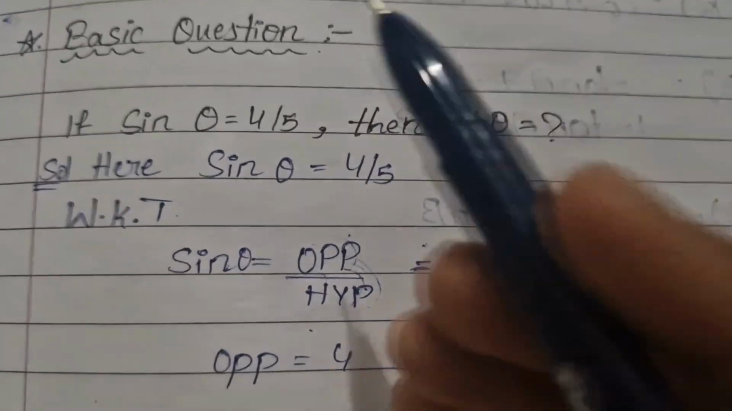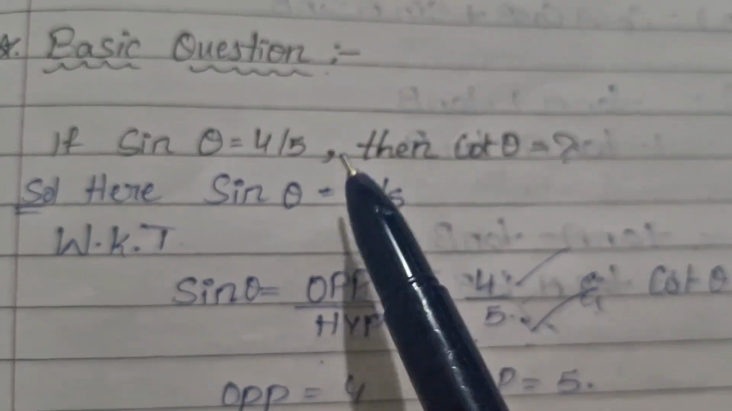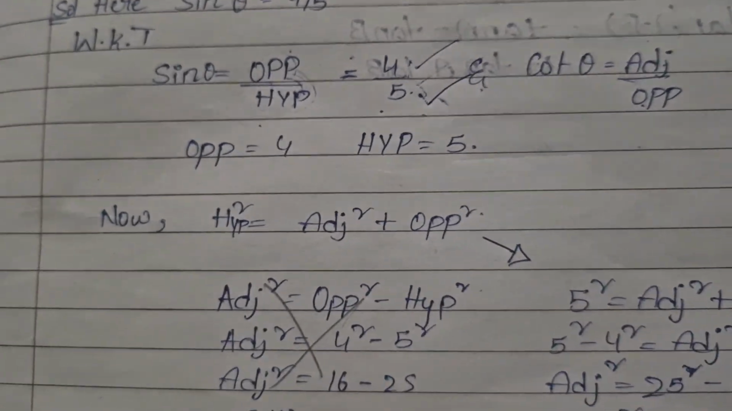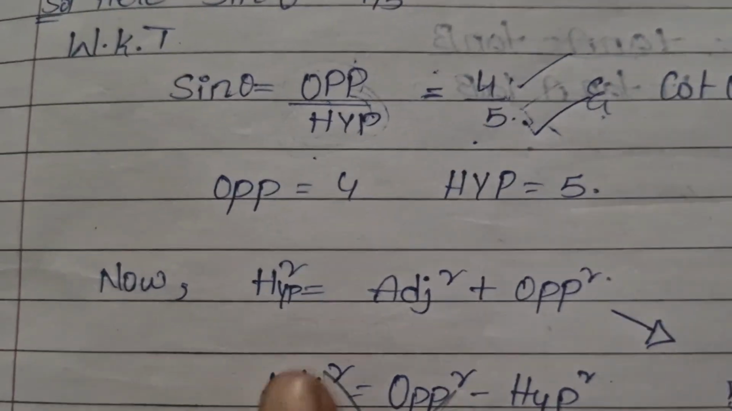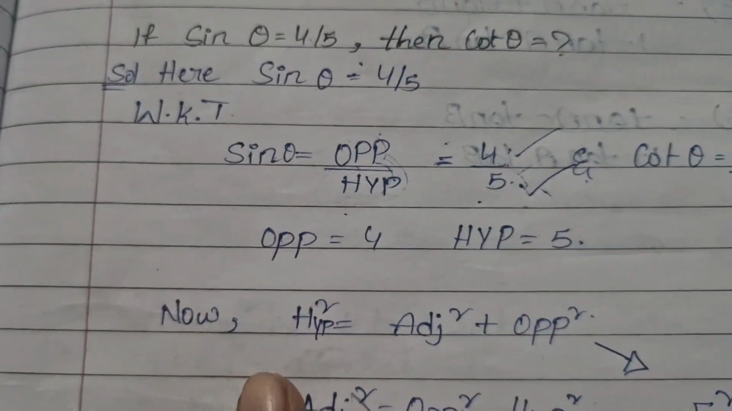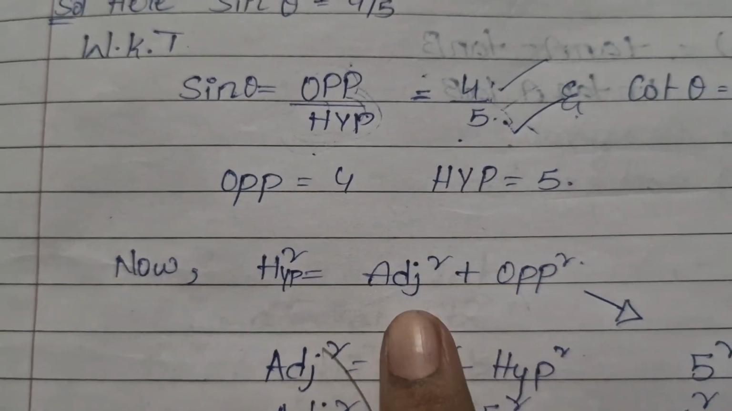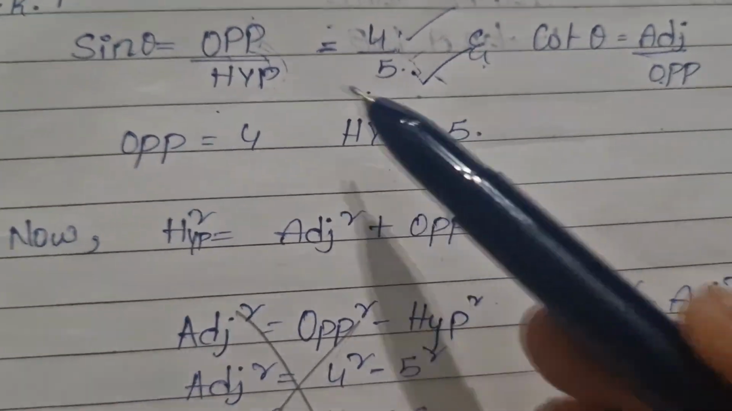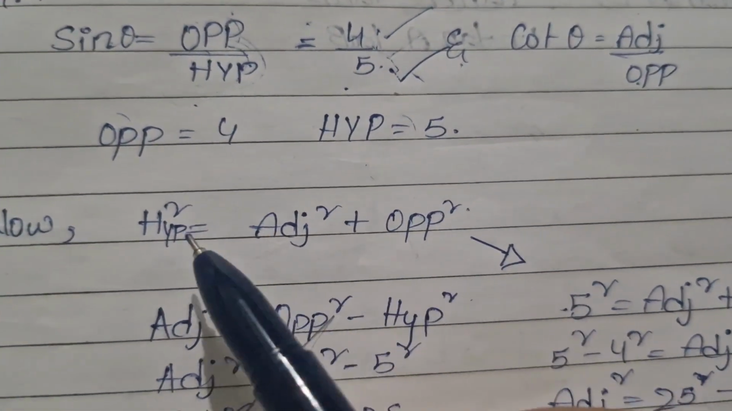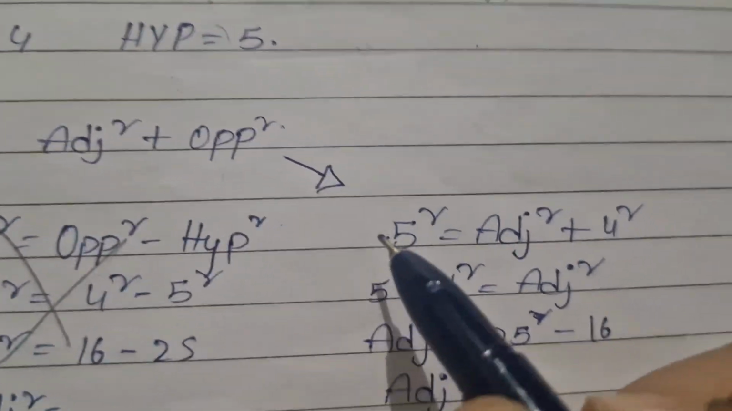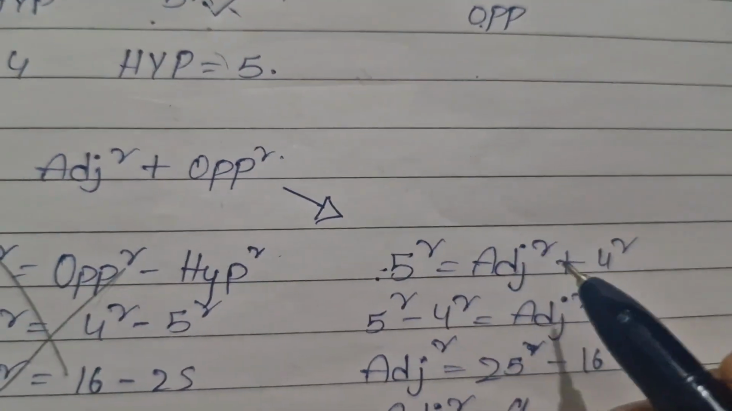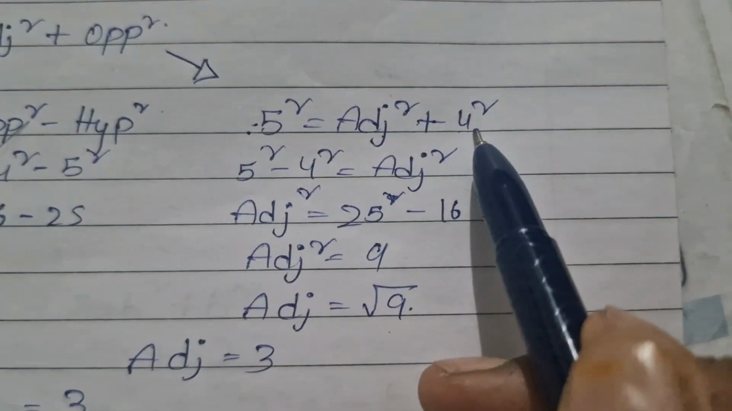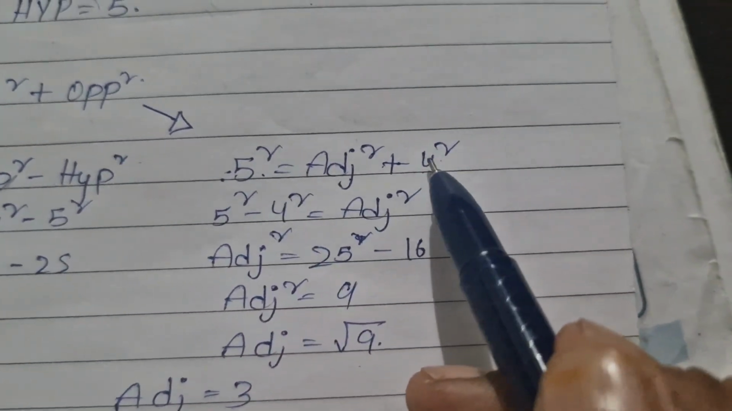So for these types of questions, you have to use Pythagoras theorem. It is very useful. So let us do the problem. As I said, Pythagoras theorem is hypotenuse square is equal to adjacent square plus opposite square. Here they have given hypotenuse and opposite. So place the hypotenuse value over here and the opposite over here. So 5 square is equal to adjacent square plus 4 square. This is hypotenuse and this is opposite.